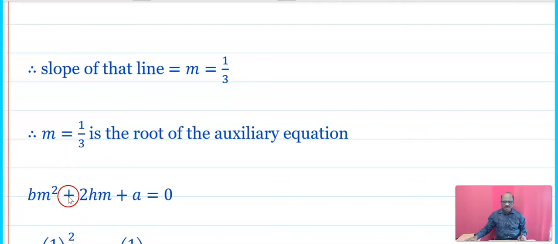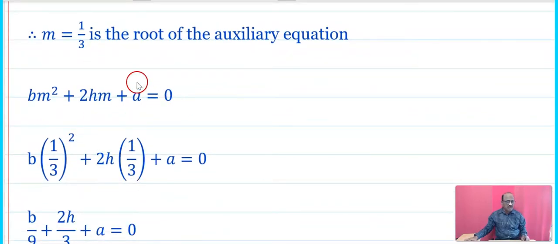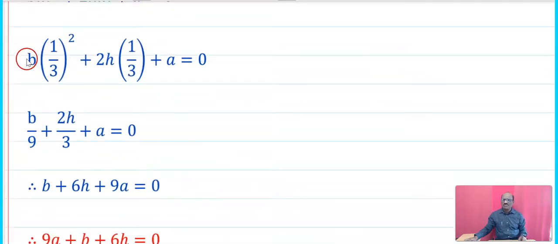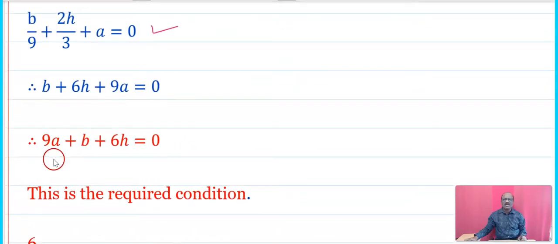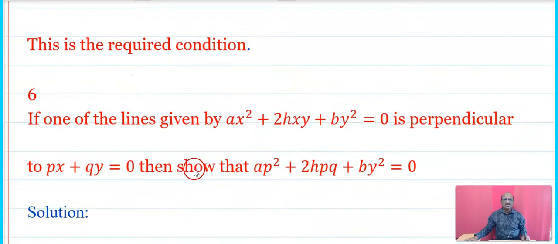And therefore bm square plus 2hm plus a equals 0. Substitute the value of m: b(1 by 3) square plus 2h(1 by 3) plus a equals 0. Now simplify this. b(1 by 3) square means b upon 9. Next is 2h upon 3 plus a equals 0. Again multiply this whole equation by 9 and then you will get b plus 6h, and here a into 9, 9a, equals 0. Hence 9a plus b plus 6h equals 0. This is the required condition.